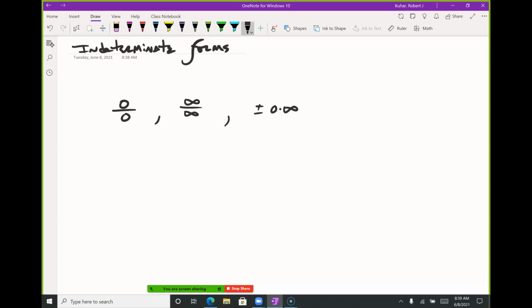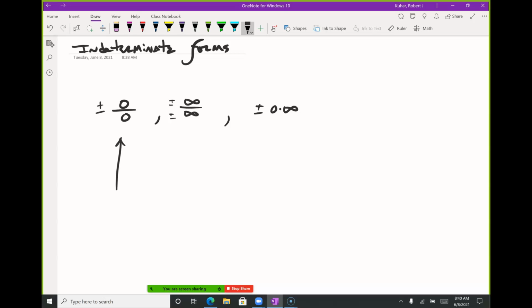But all of them are treated like zero. Go ahead, David. What about negative infinity over infinity or vice versa? Yeah, yeah. We don't care about the signs. Doesn't matter. Those signs won't matter. The key is to see them all as zero over zero. It's kind of difficult.